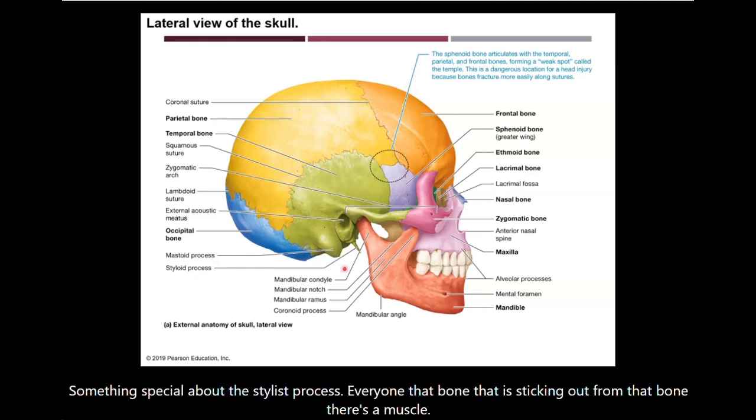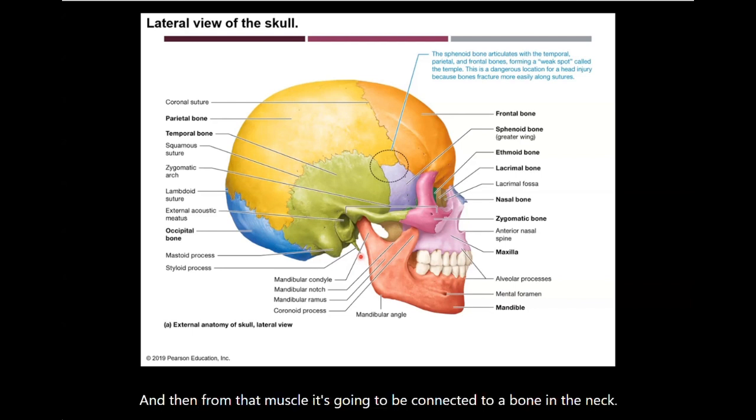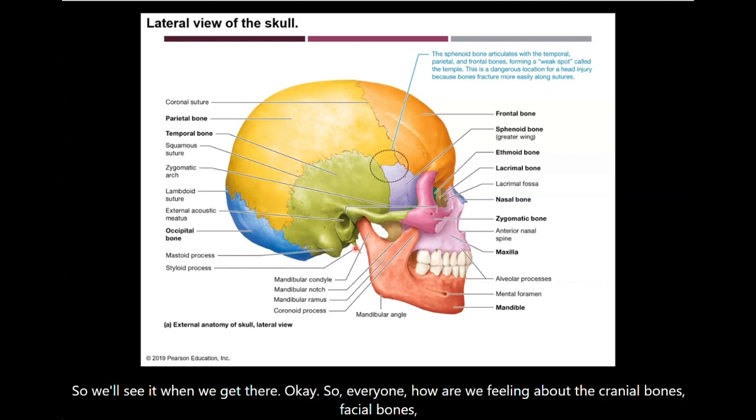Something special about the styloid process, everyone, that bone that is sticking out: from that bone there's a muscle, and that muscle is connected to a bone in the neck. We only have one bone in the neck, and that's called the hyoid bone. We're going to see it down the slides. We're going to get there, but in the neck we only have one bone. That hyoid bone is connected to the styloid process with a muscle. So we'll see it when we get there, okay?